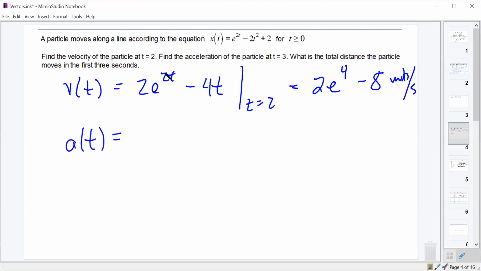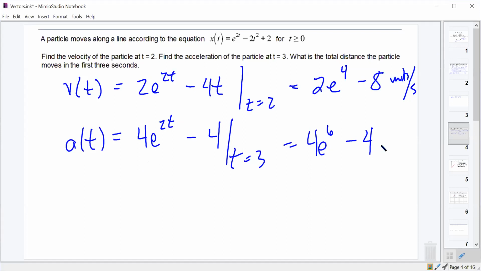we should be taking the derivative of that, which should be 4e to the 2t minus 4. And if we're going to evaluate that at t equals 3, that should give us 4e to the 6th minus 4 units per second squared.